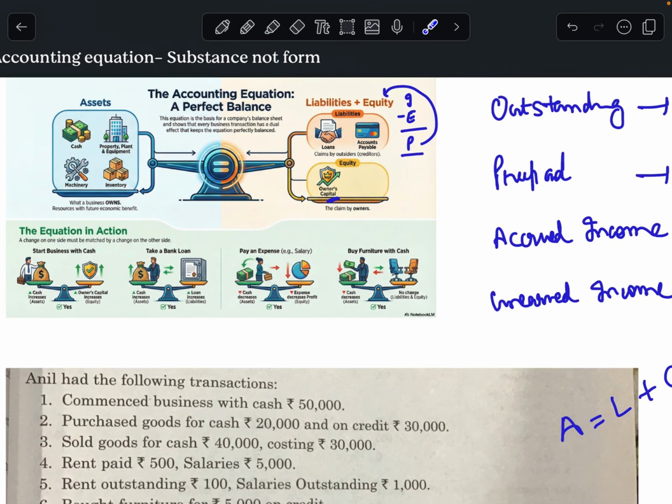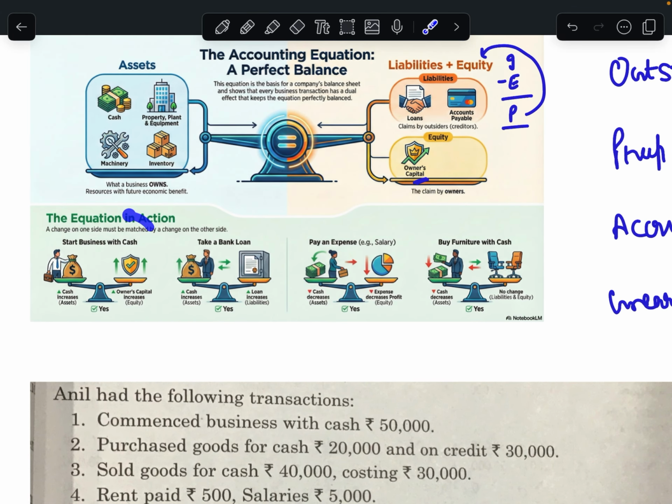Okay, now we can see a few examples. When we start a business with cash, asset increases, equity increases. Then when we take a loan from the bank, liability increases and asset increases. When we pay an expense, profit will decrease, capital will decrease, and asset will also decrease because the cash is going out. Again, buying furniture with cash, asset increases, asset decreases. This will be no change. Again, all of these balance.